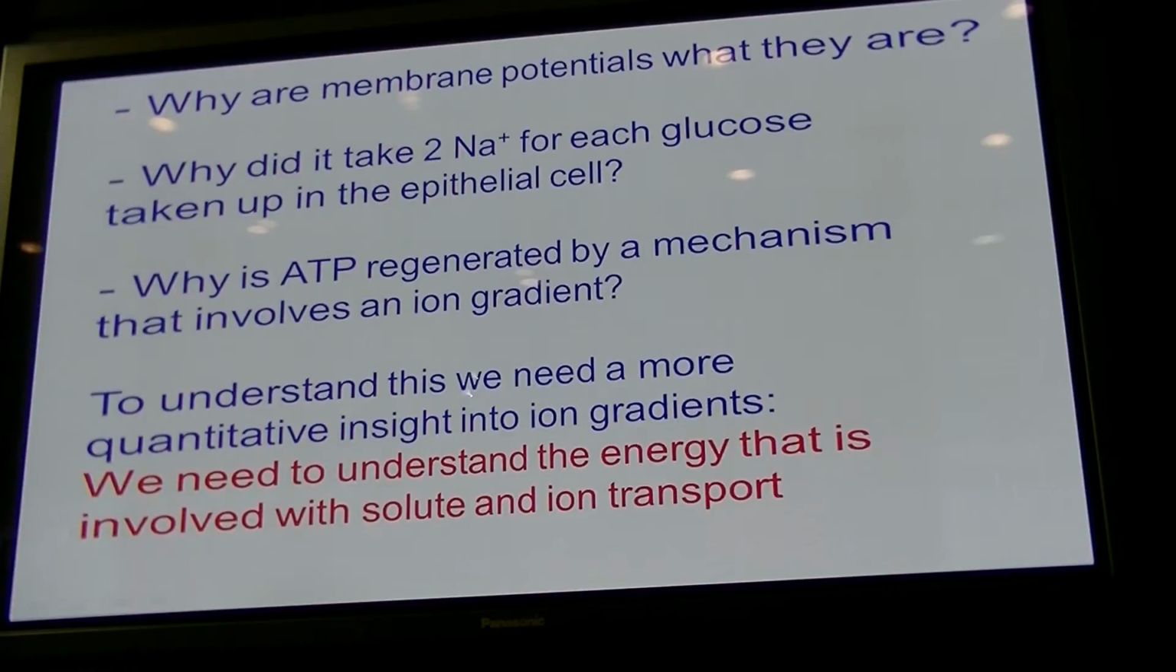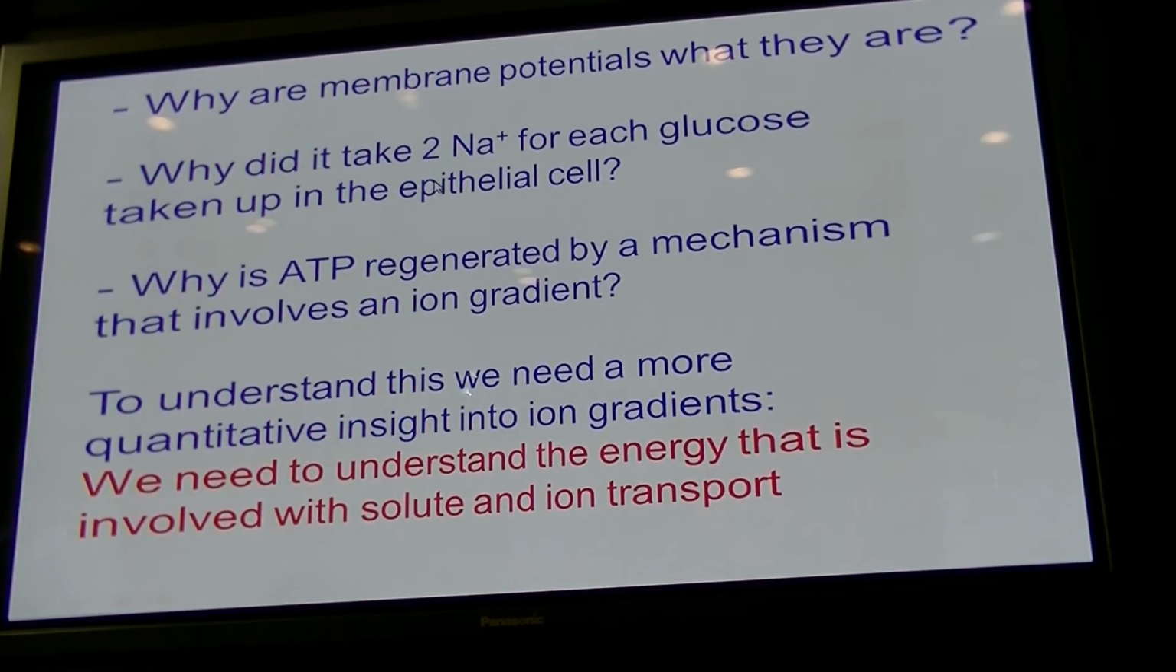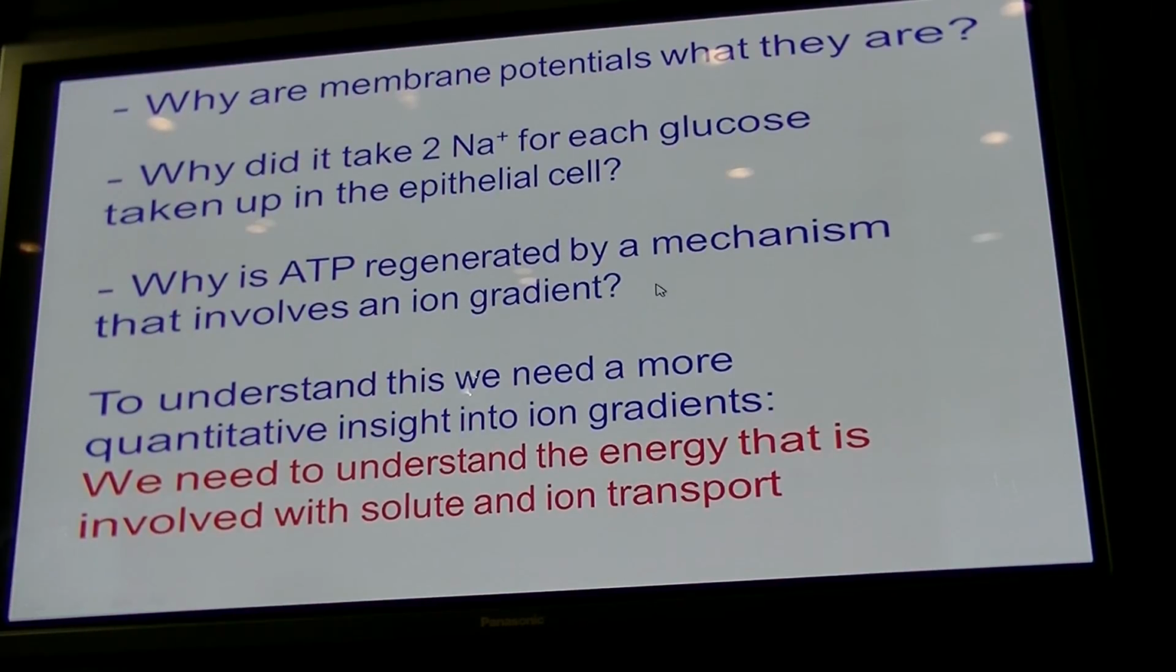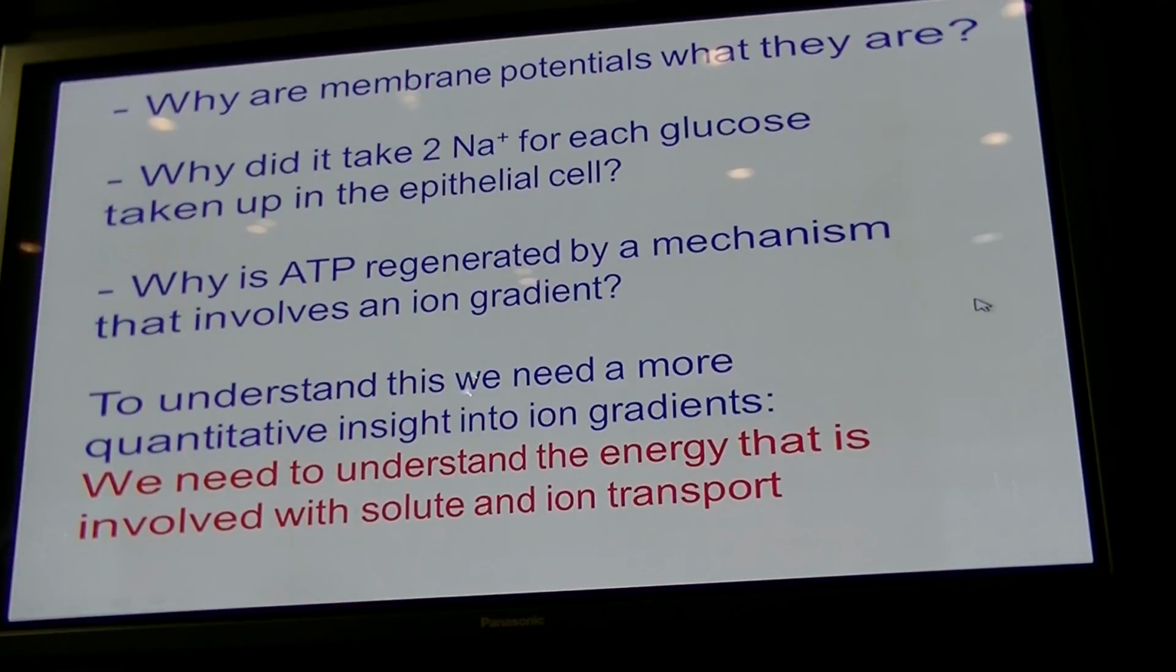It's not trivial. Then when we think about the transport of glucose over the epithelial cell, which you all answered on Friday, that it took 2 sodium. Why was it 2 sodium? Why not 1? Or why not 3 or more? Why is ATP generated by a mechanism that involves an ion gradient, as we're going to see later for respiration? So to understand this, we need to think about energy, and we need to think about how energy relates to the transport of molecules across membranes. And that is what we are going to do on Wednesday.